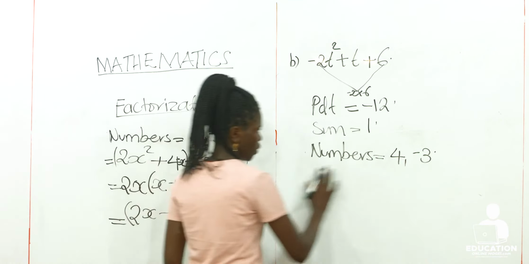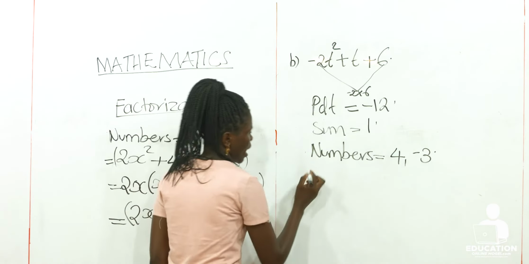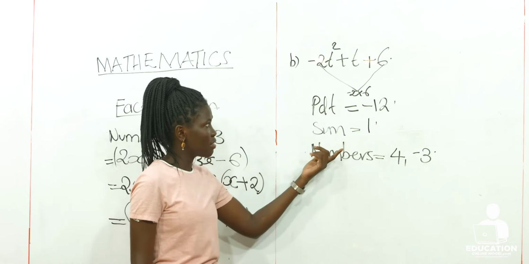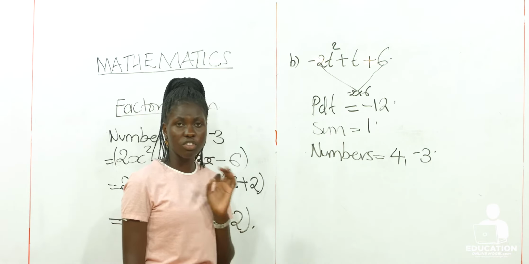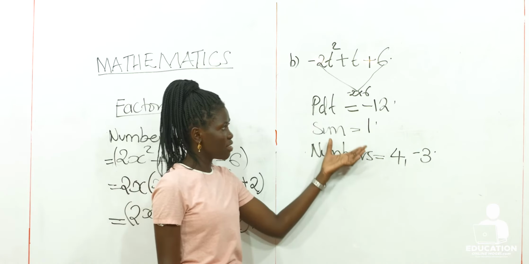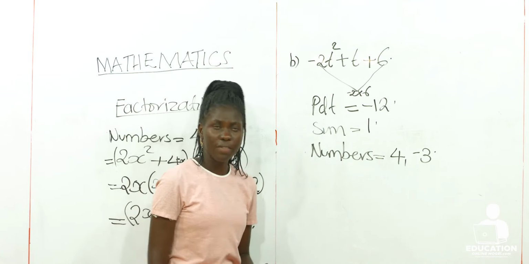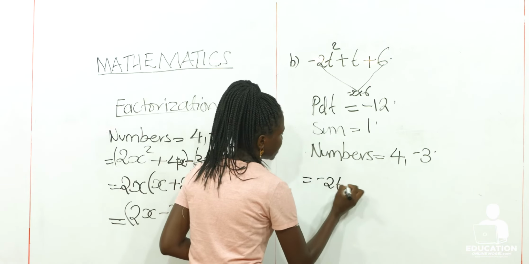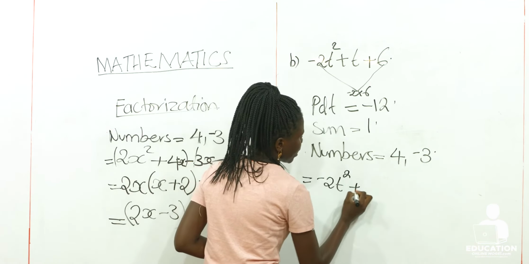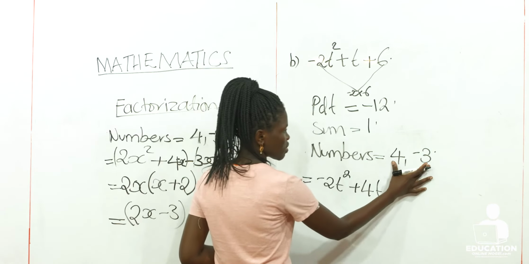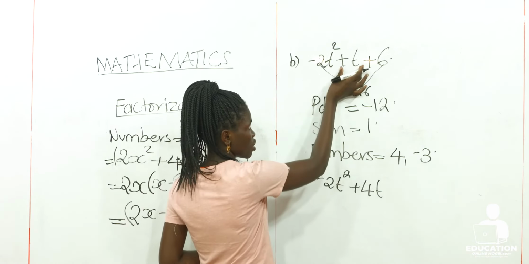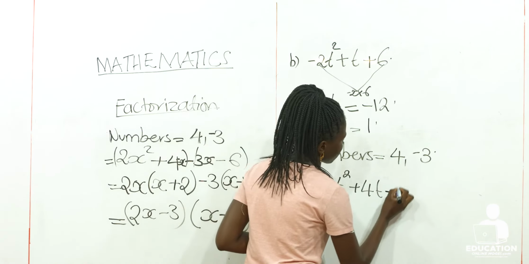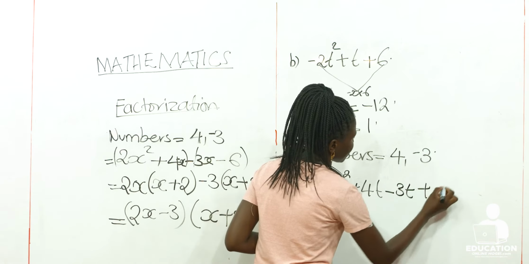So after knowing the numbers, we're going to use it to put into our expression. But as I said earlier on, even after finding the product and the sum, we do not alternate our question. The questions remain the same. We're only using this information to help us solve the expression. So we're now going to have our negative 2t squared plus 4t. This value, the two numbers we are having that are trying to express it in the form of the sum. So we shall have minus 3t plus 6.